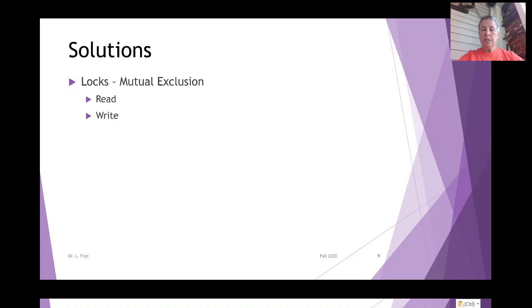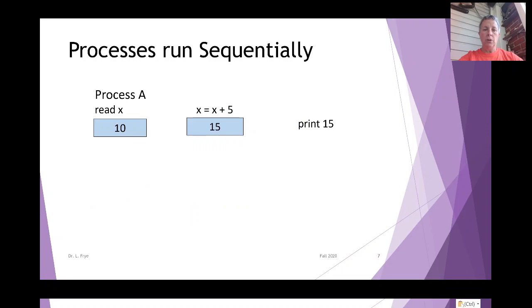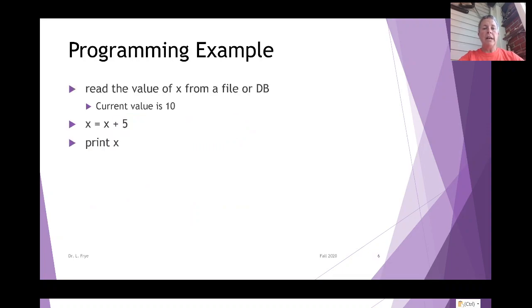What we want to do in this case, for our code here, is read X, add 5, print. So one solution is to do the write lock before the read. Even though we're just reading, we're going to do a write lock because the next thing we're going to do is update and write the value of X.